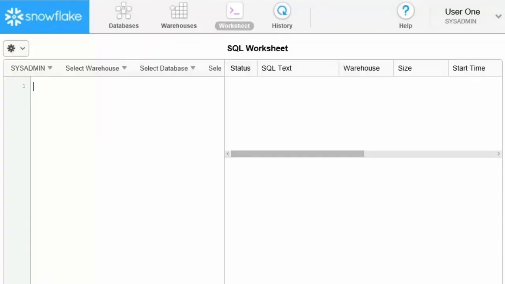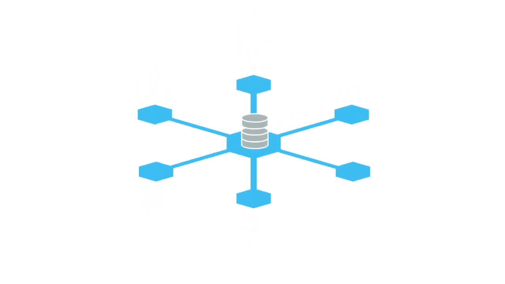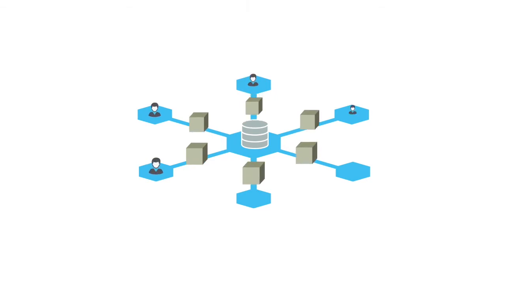Now let's move on to the worksheet. The worksheet provides an interactive ANSI SQL interface for running queries and performing DDL and DML operations. To use the worksheet, first select a warehouse to explicitly designate compute resources for your queries. Snowflake allows creating and using multiple warehouses to separate resource-intensive tasks, such as data loading and queries, as well as isolating your queries from others' queries. You can resize a warehouse at any time to improve performance.